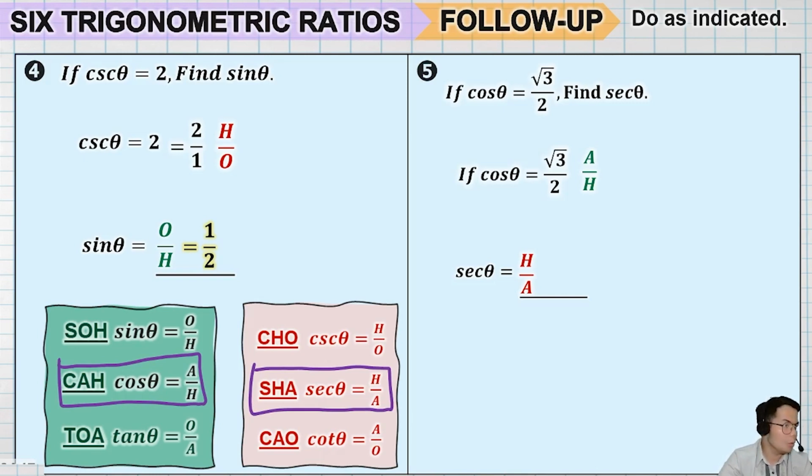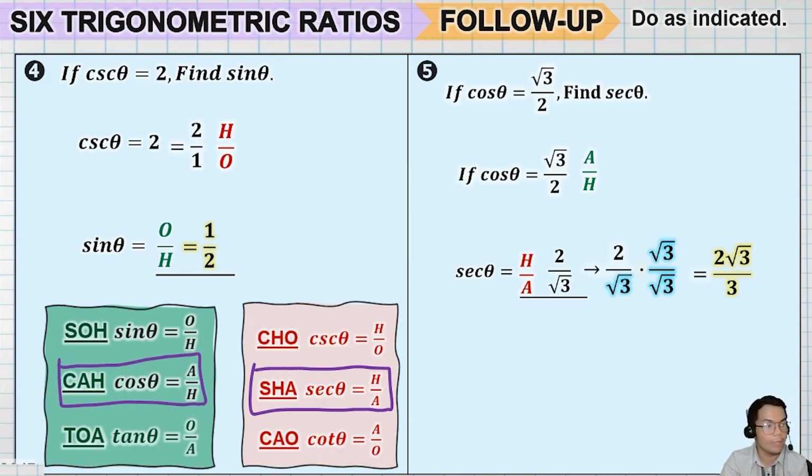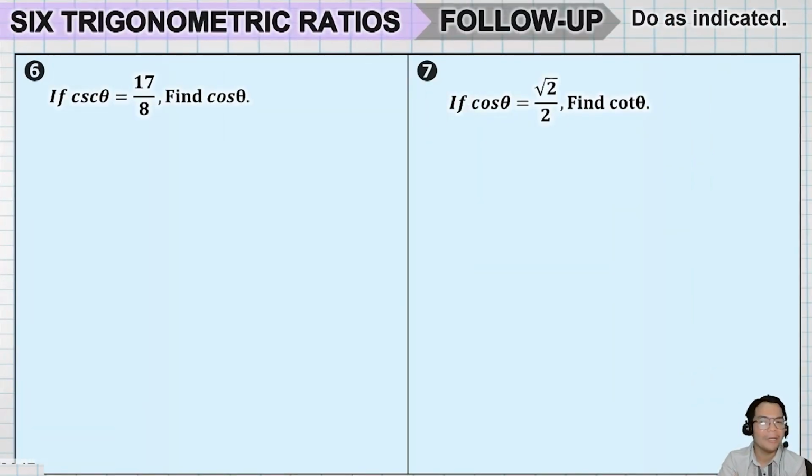2 square root of 3 over 3. 2 over square root of 3, supposedly. But we still have to rationalize it, kaya nga ang sagot is 2 square root of 3 over 3. But there will be a problem if, yes, isa lang naman yung hinahanap, pero paano kung katulad nitong number 6?